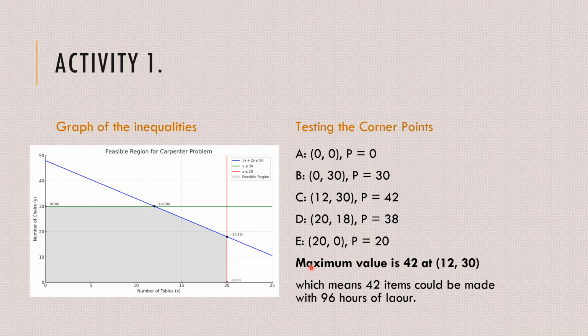So it means that the point that will give us the maximum number of items produced per day is 42, which is the point of 12 and 30. So it means that on a day we can produce a maximum of 12 tables and 30 chairs. That is the point that gives us the maximum value, which means that 42 items could be made with 96 hours of labor.